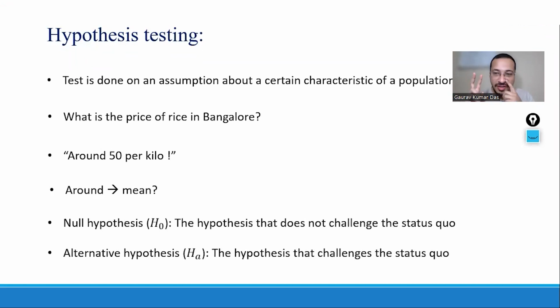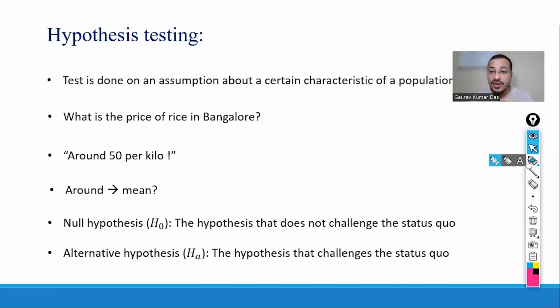So there are two statements in hypothesis testing which are important. The first hypothesis is called the null hypothesis, and the second is called the alternative hypothesis. Null hypothesis is that statement which does not challenge the status quo, whereas the alternate hypothesis will always challenge the status quo. What does it mean?